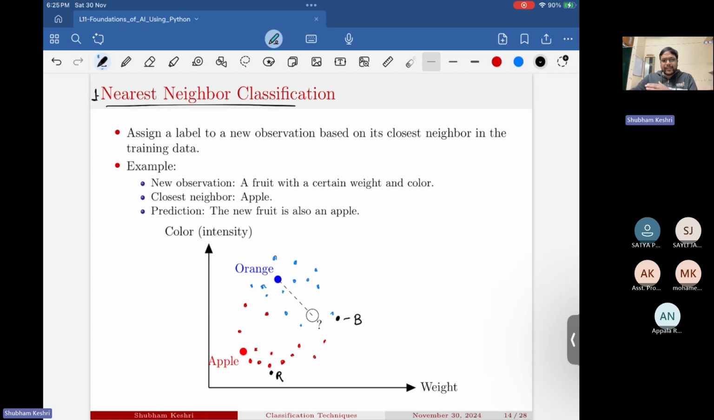So we are predicting now, right? So it is red. The label is red. Now you can see that this nearest neighbor classification has some problem.